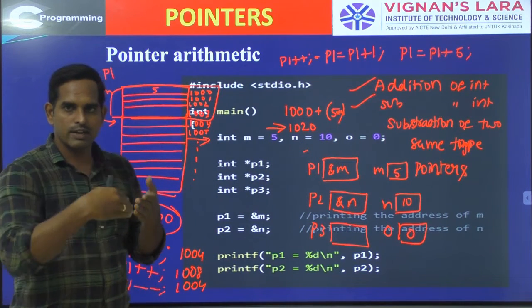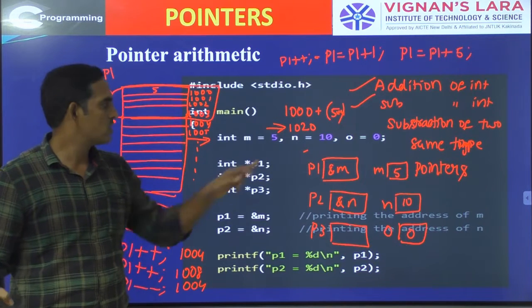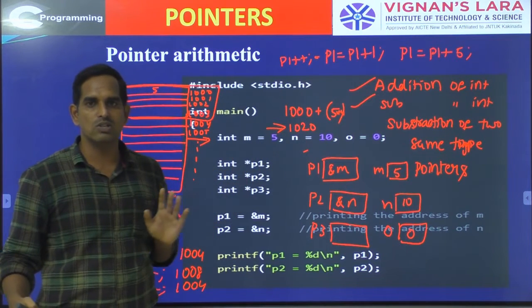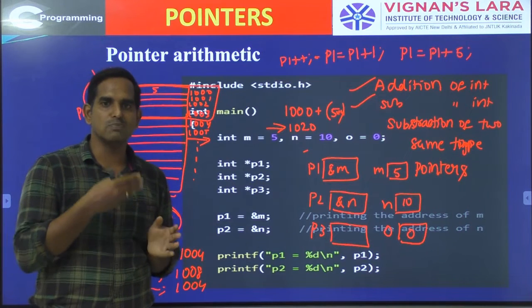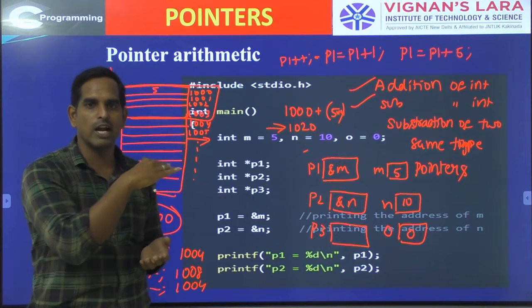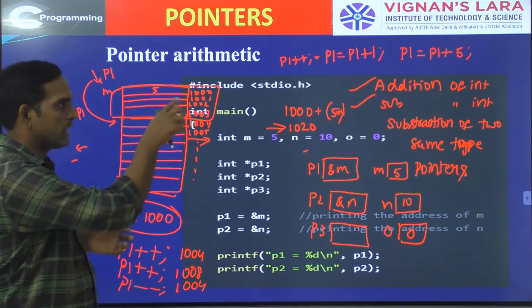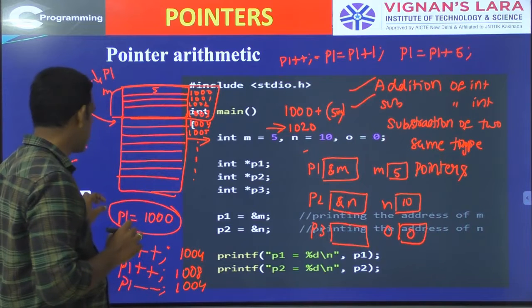It will go to the fifth integer in the memory, so it has to move 5 locations. So now it will be pointing to the 1020 memory location. In this manner, your increment or decrement will access your memory and move to the next location in the memory. So that is about addition and subtraction of an integer to your pointer.